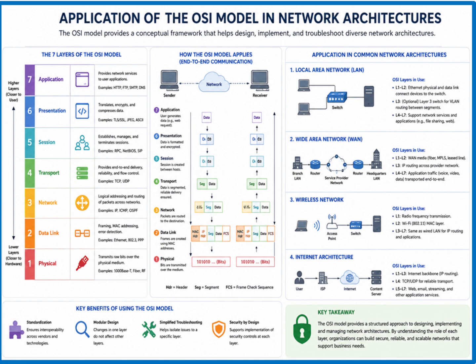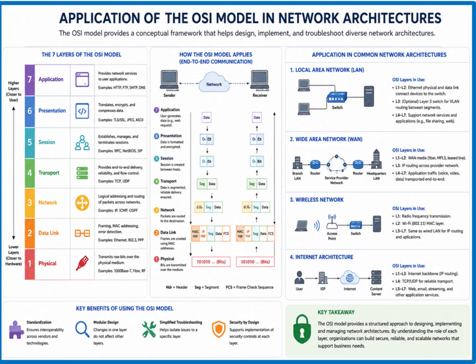Each layer has a specific responsibility. The lower layers focus on hardware, connectivity, framing, and routing, while the upper layers focus on sessions, applications, encryption, and user interaction. In the center, the diagram shows how data moves from a sender to a receiver. At the application layer, the user generates data such as a web request or email.